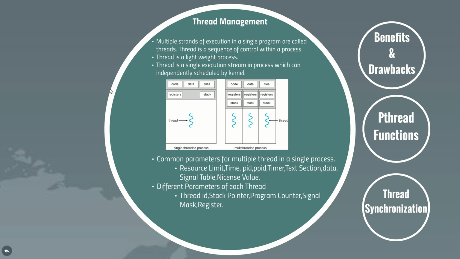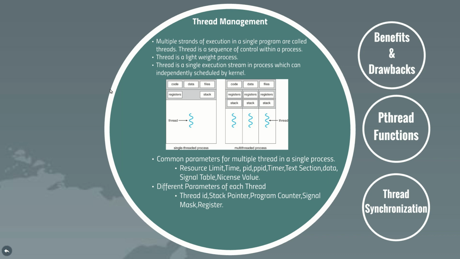But in thread management, in a single program you can have two threads, and these two threads will be in a single process. Earlier we were creating two processes, and in them we were creating four processes. That means a thread is a lightweight process. In a single process, we can have multiple threads.